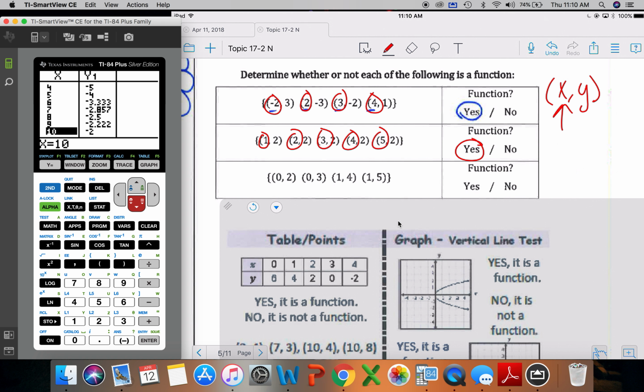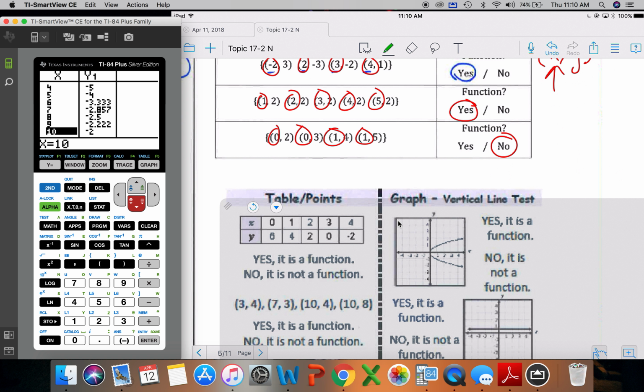As we can see from this example, the y values don't matter. Your y values could be exactly the same the whole way through, but it's your x values that we're looking at. On the last example, my x's are 0, 0, 1, and 1. This has two sets of repeats, so it is not a function. However, the amount of repeats does not change as long as you have at least one that repeats. It is not a function.